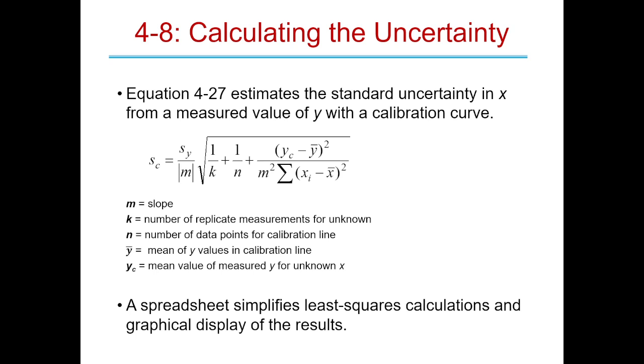All right. So this is calculating our uncertainty. Equation 4.27 estimates your standard uncertainty in the x from a measured value of y with a calibration curve. Notice the complexity of this equation is significantly greater, right? Do you see this? And that's why you typically want the thing that you want your uncertainty from to be in the y. If you're going to calculate uncertainties, you're better with it being in the y. But if you need to do the x, this is the equation. It has all the different parts of it. Do you guys have any questions?